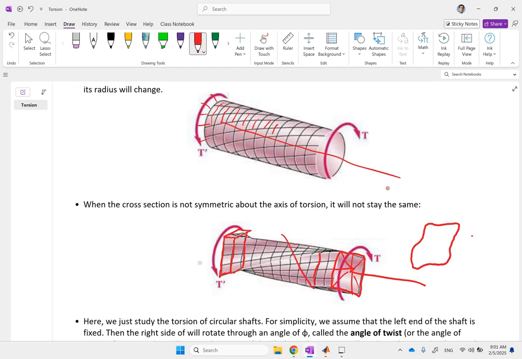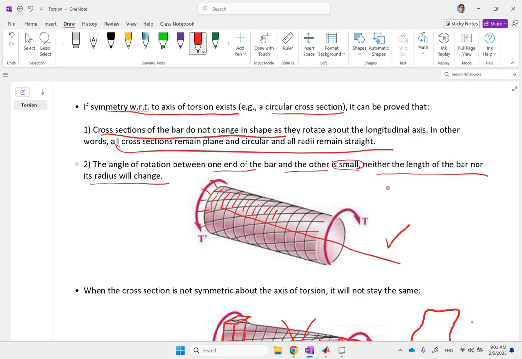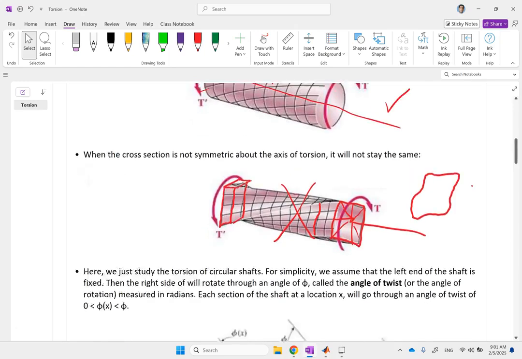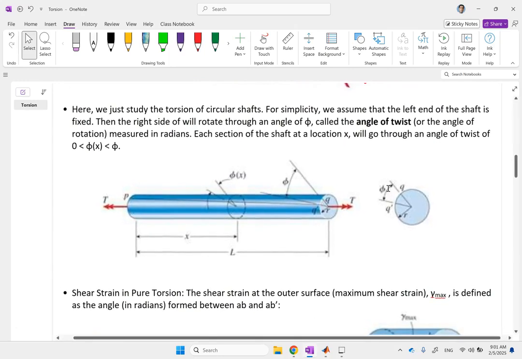So this is not what we're going to study, because that is more complicated. It needs its own separate video. What we are going to study is this one. So the cross section stays the same, and the radius does not change, and the angle of rotation between one end of the bar and the other end, what's the other assumption we have, we're going to consider it to be small. If that is a very large angle, then we cannot use linear assumptions here. Now that does not necessarily depend on whether it's circular or not. That's basically the second assumption.